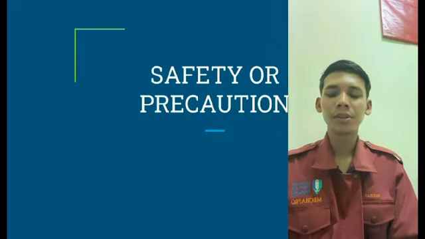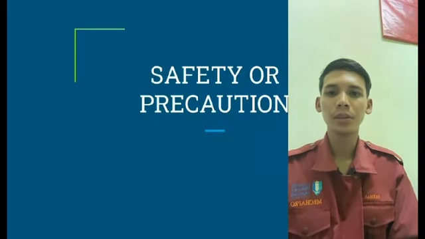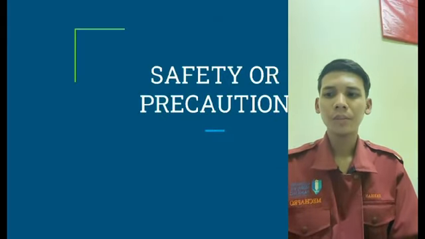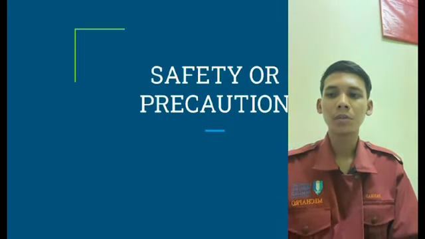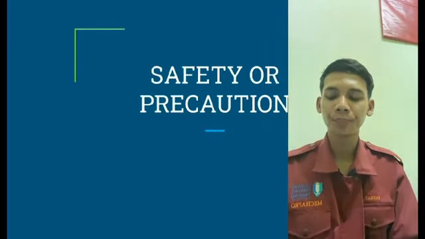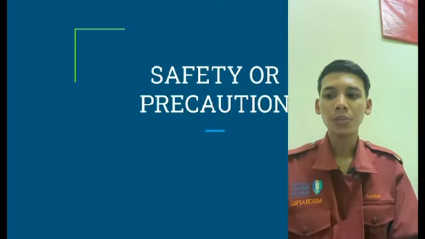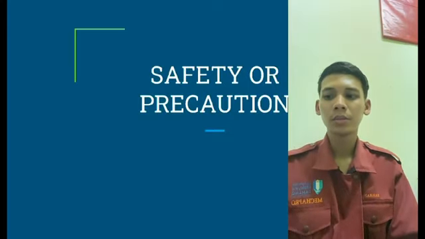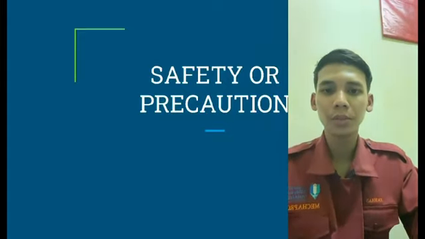Now, the safety or precaution steps before and while doing the experiment. First, make sure the timer has been reset before starting the experiment to avoid inaccurate readings. Second, make sure the timer starts simultaneously with the ping pong ball drop to get an accurate reading, and also stop the timer when the ping pong ball touches the floor. Next, make sure the ball is dropped perpendicular at the point. That's all from me, thank you.